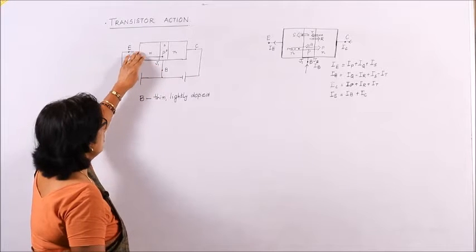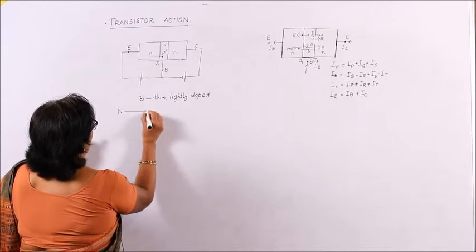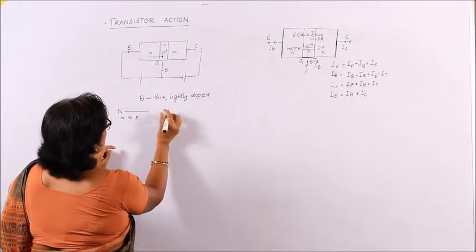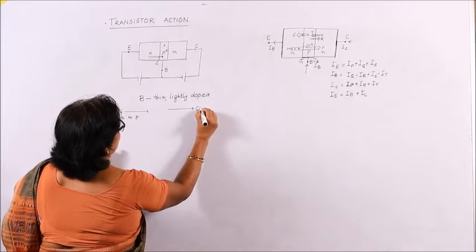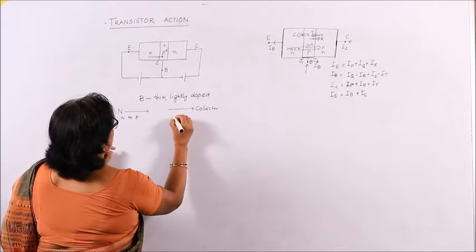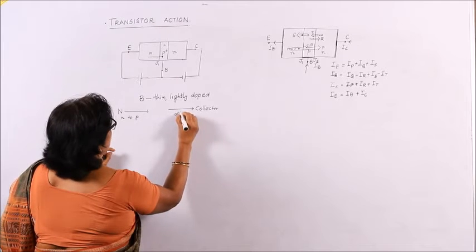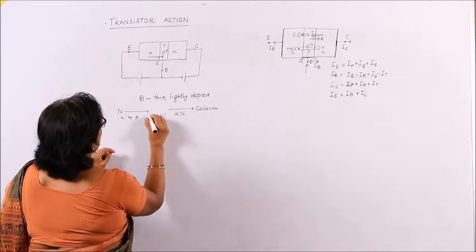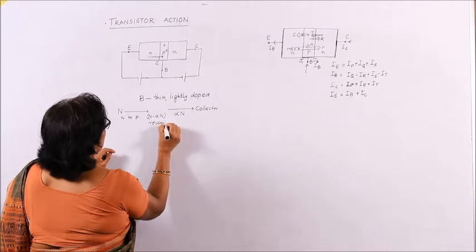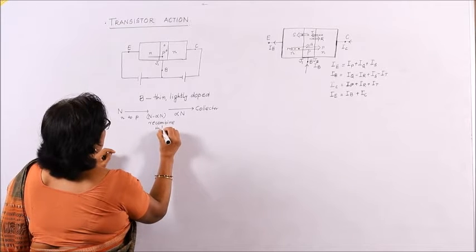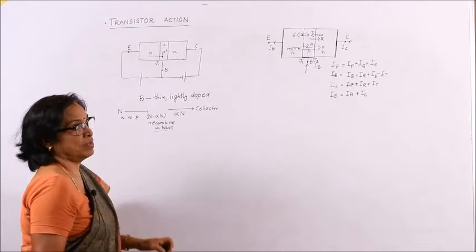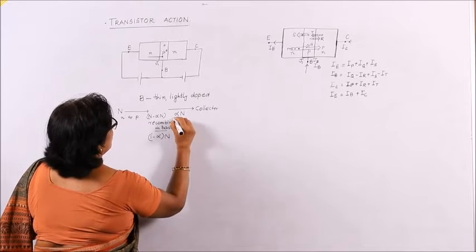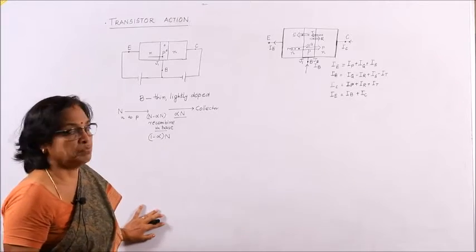So, out of the total number n going from n to p, only a few of them recombine in the base, and the rest of them reach the collector. So, let us say if an alpha fraction of n reaches the collector, then n minus alpha n recombine in the base. So, 1 minus alpha into n recombine in the base, and alpha times n number reach the collector.